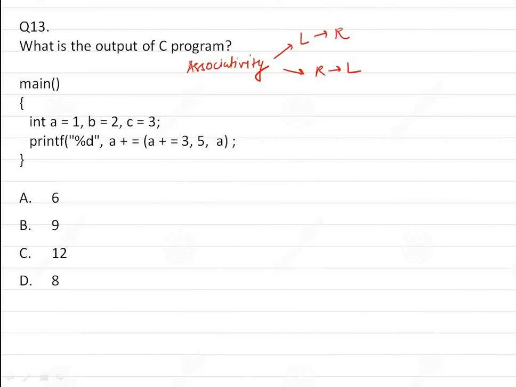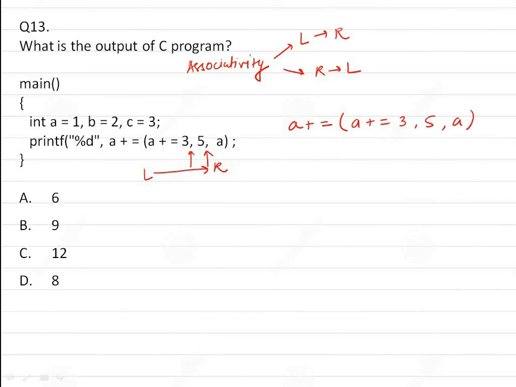Here we have used the comma operator, and again this is the comma operator. The associativity of the comma operator is left to right. So we will start with the left side and go in this direction, from left to right, while we evaluate this expression. This expression is like this: a plus equal to, in brackets, 3 comma 5 comma a.